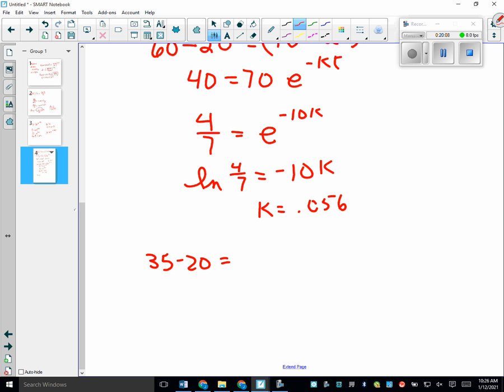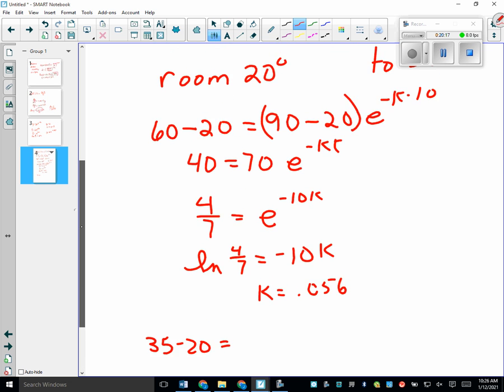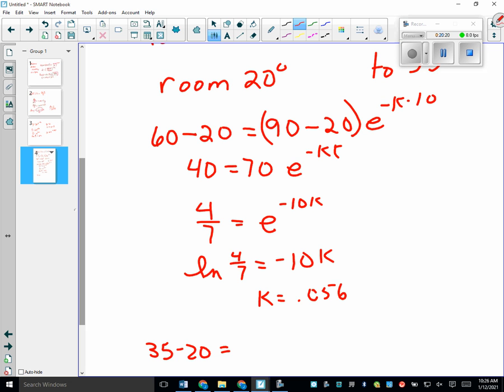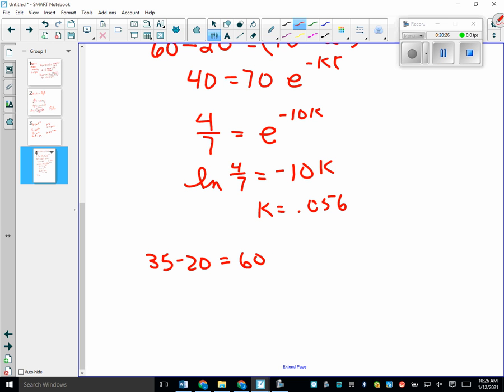The question here is, do I want to know how far it went from my original temperature of 90, or how long it took to go from my temperature of 60? So now T sub O is 60, right? e to the negative 0.056 T, right? So 15 equals 40 e to the negative 0.056 T.